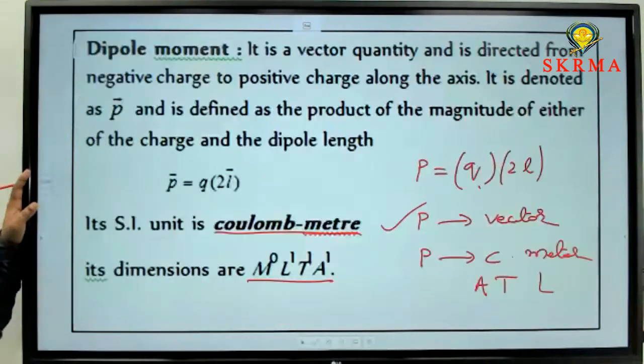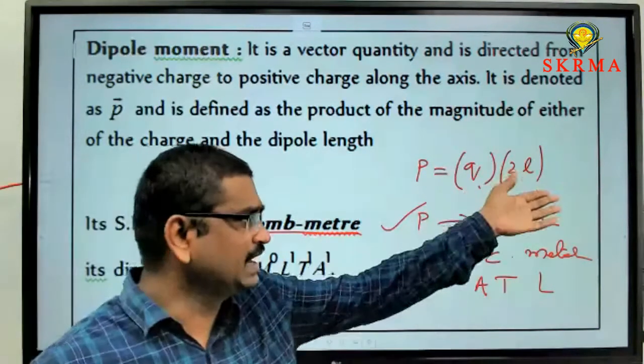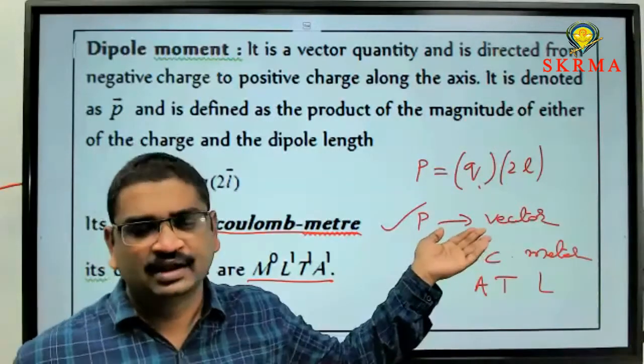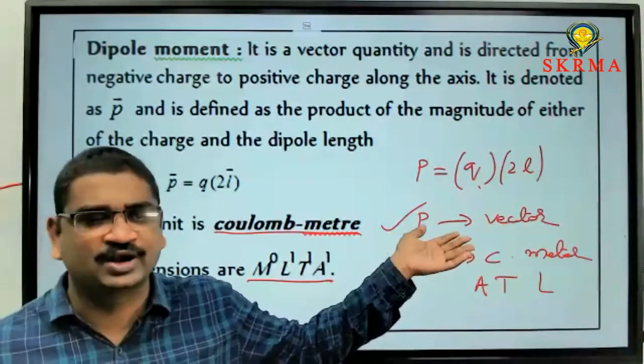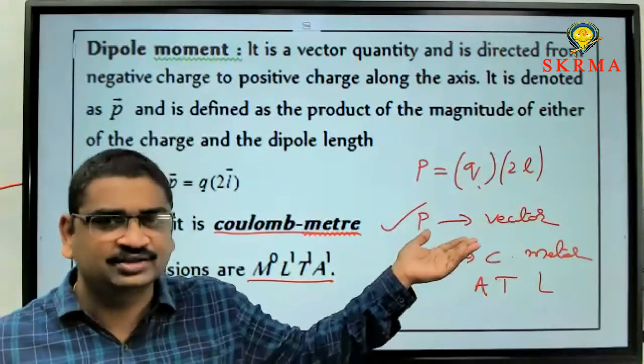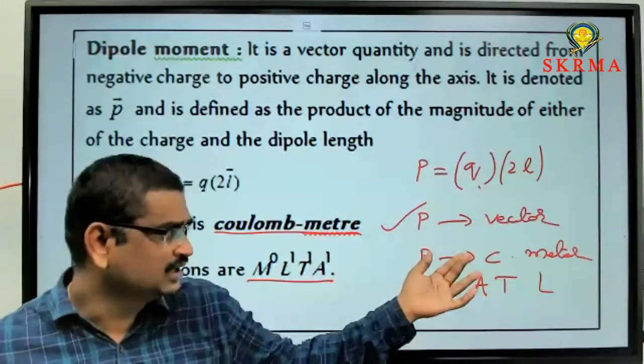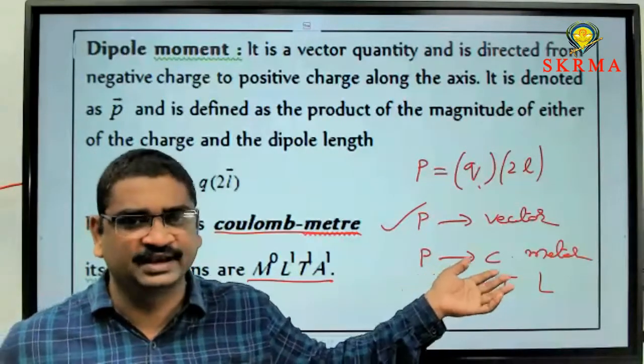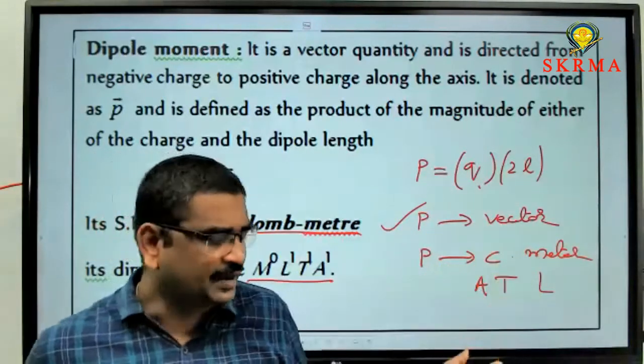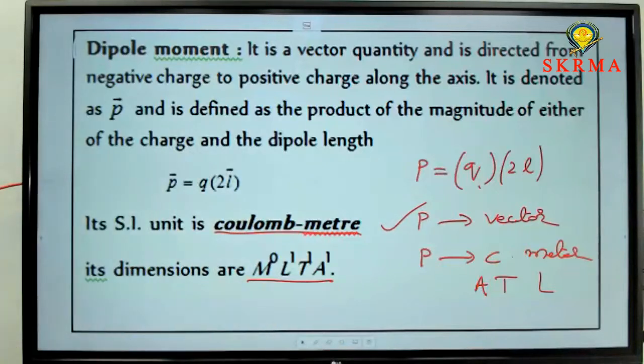So dipole moment is nothing but the product of the magnitude of charge and the distance between them, equal to q into 2l. It is a vector quantity, and its direction is from the negative to the positive charge, along the axis. The SI unit is coulomb meter, and the dimensional formula is M power 0, L power 1, T power 1, A power 1.